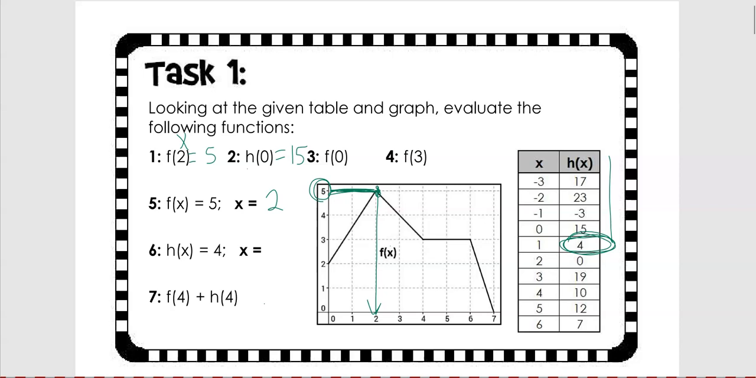And then number 7, where it says f of 4 plus h of 4. So what you're going to do is find f of 4 by going up on your graph and finding out what the y value is. And same thing with your h. h of 4, so your x is 4. What is the corresponding y value? And then you'll add those two numbers together to get your final answer.